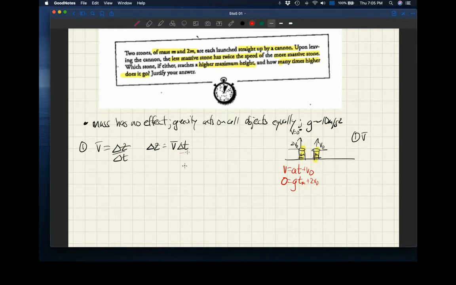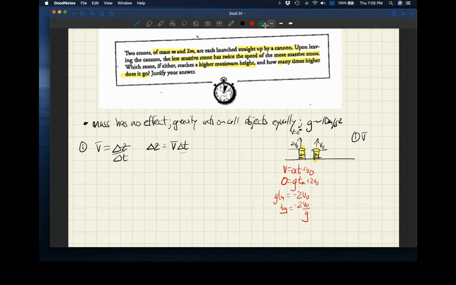So if we're trying to find the time, we can solve for it, and we get g times the time of the mass is minus 2v0. And therefore, the time of the mass is minus 2v0 over g. So that's an expression for the time for the smaller one with m as a mass.